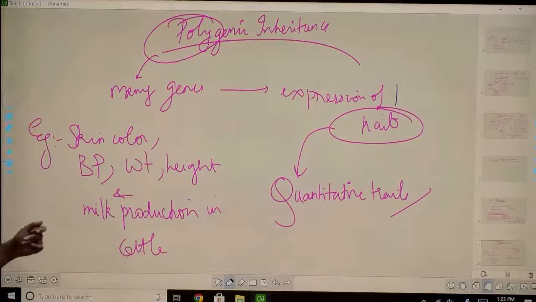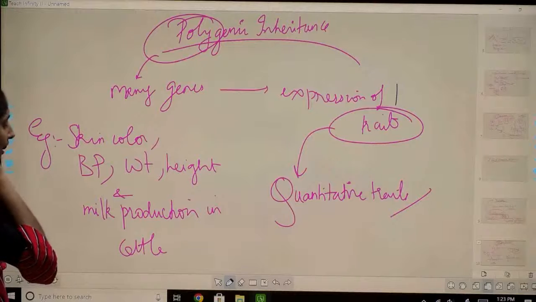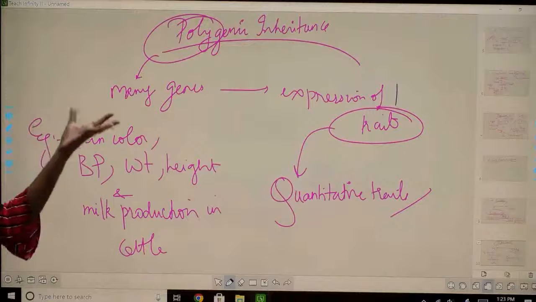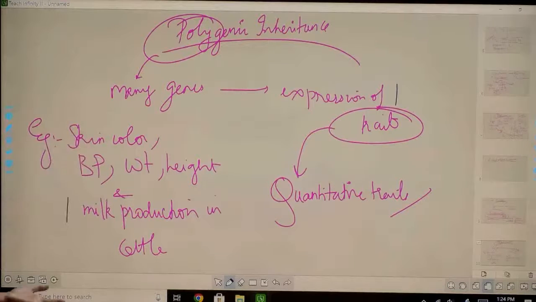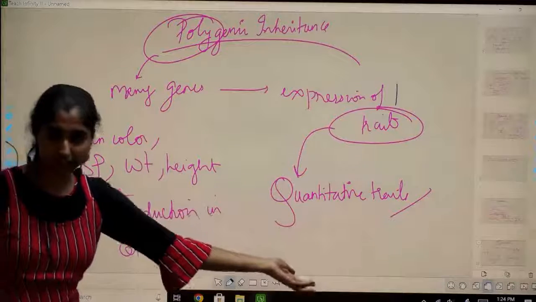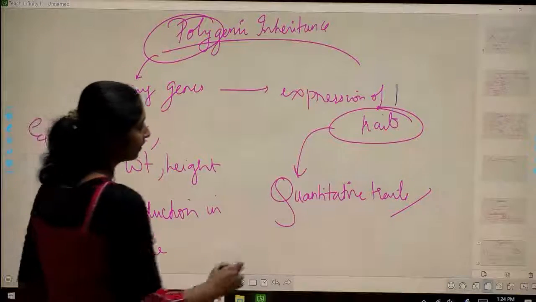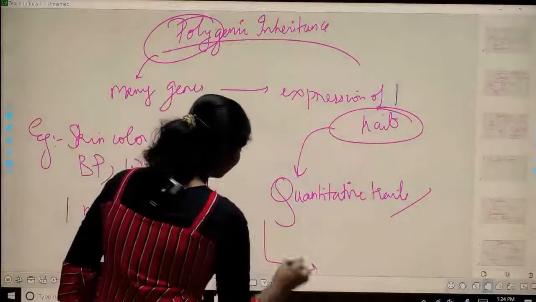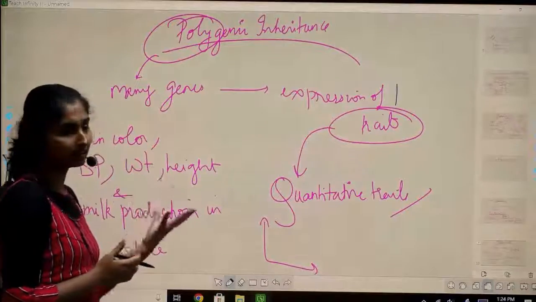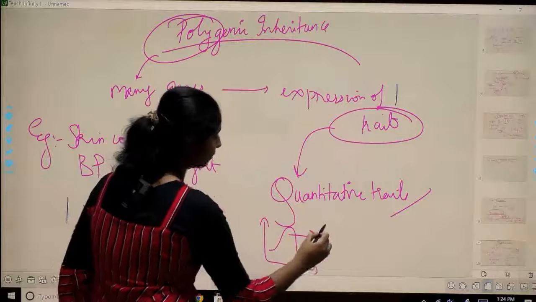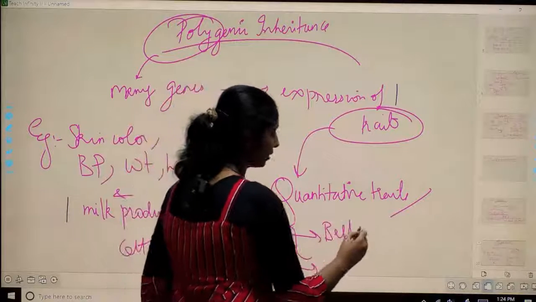So these are certain examples of polygenic inheritance. So skin color, blood pressure, weight, height, milk production, all of these are examples of polygenic inheritance. All these characters, they are known as quantitative traits because they can be quantified. And if you draw a graph for polygenic inheritance or for quantitative traits, they will show a bell-shaped curve.